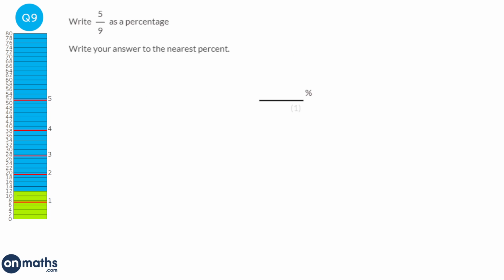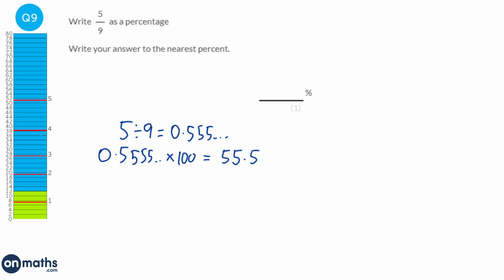So we're going to start by writing 5/9 as a decimal, and to do that we just need to do 5 divided by 9, which will be 0.5 recurring. And to convert between a decimal and a percentage, we just times by 100. So we're going to times 0.5 recurring by 100, and that will equal 55.555 recurring. And to the nearest percent, that's going to be 56, because that 5 will move that 5 up by 1.